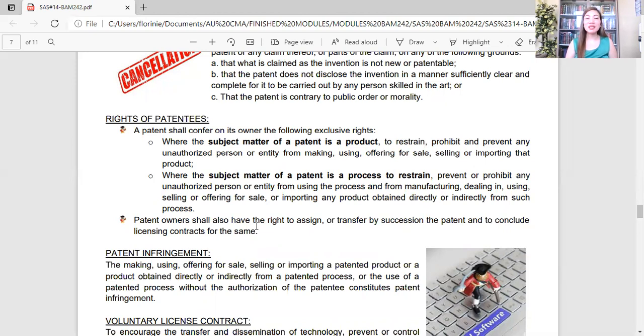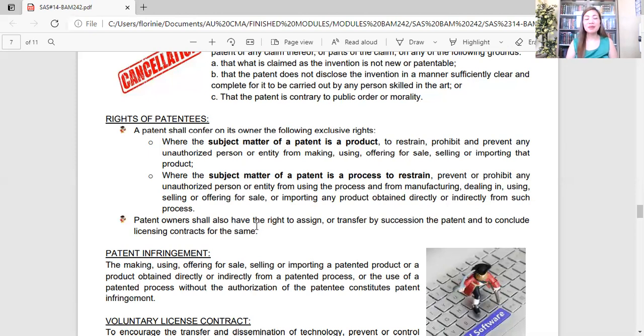Next, kapag naman ang subject matter ng patent ay process, to restrain, prevent, or prohibit any unauthorized person or entity from using the process and from manufacturing, dealing in, using, selling, or offering for sale, or importing any product obtained directly or indirectly from such process. Patent owner shall also have the right to assign or transfer by succession the patent and to conclude licensing contracts for the same. So there you go. Ito ang inyong mga karapatan.